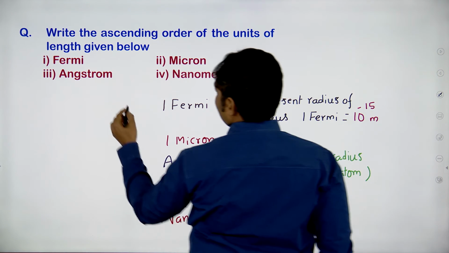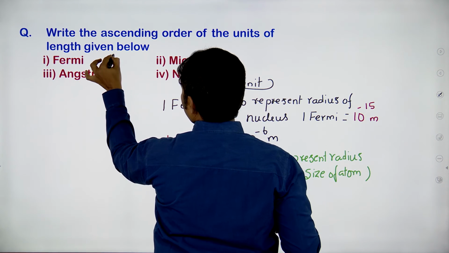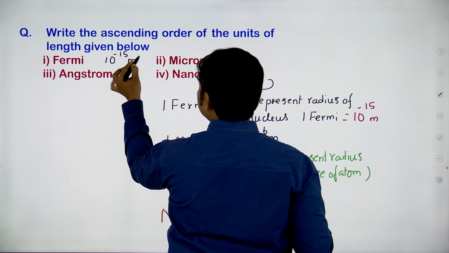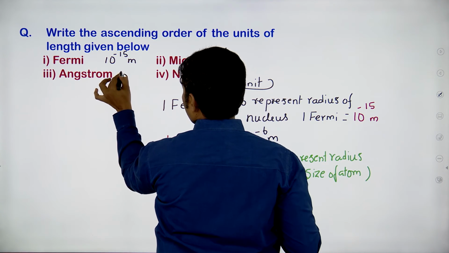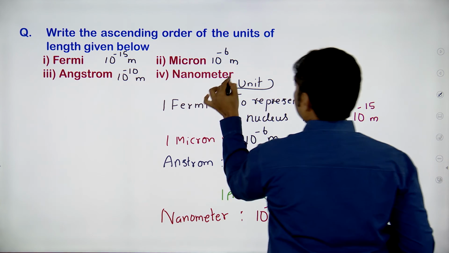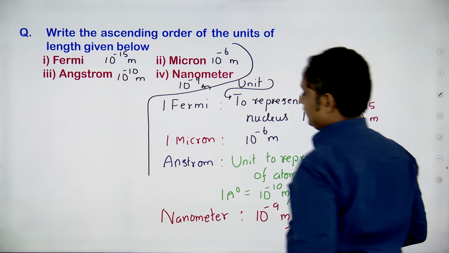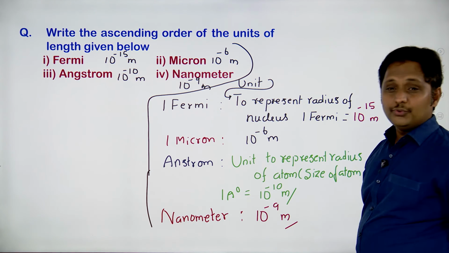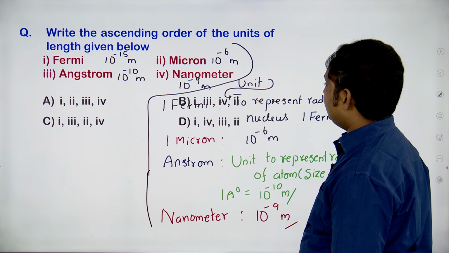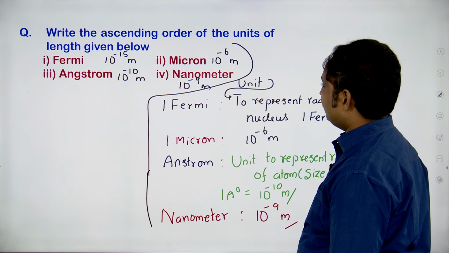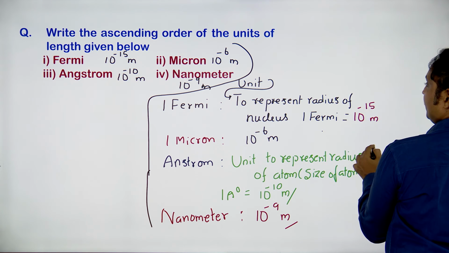This one is 10 to the power of minus 15 meter, 10 to the power of minus 6 meter, 10 to the power of minus 10 meter, 10 to the power of minus 9 meter. This is very clear, what we are having, but you have to represent in the ascending order. Yeah, what they have given, let's see. Okay, we are going to get this one.